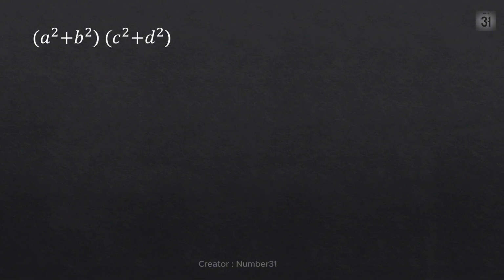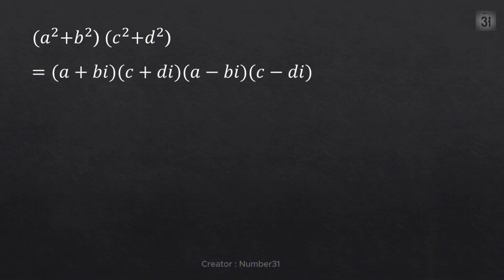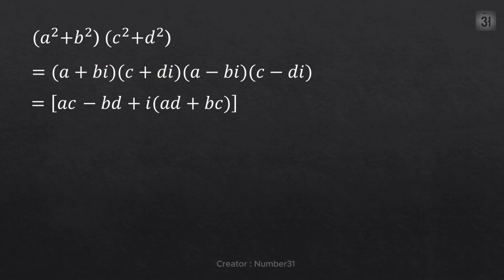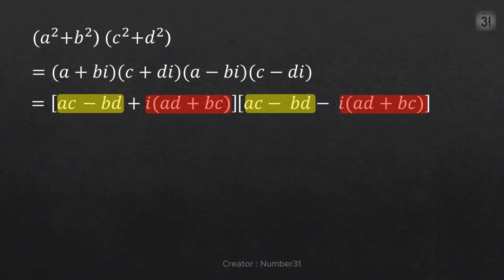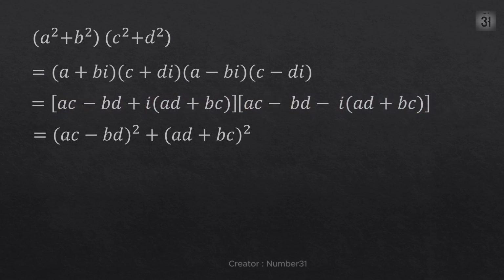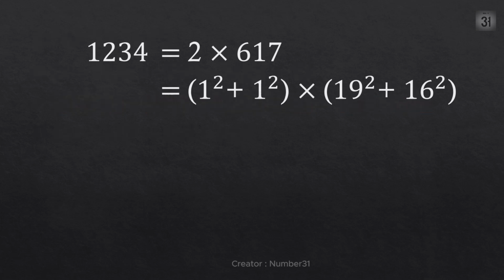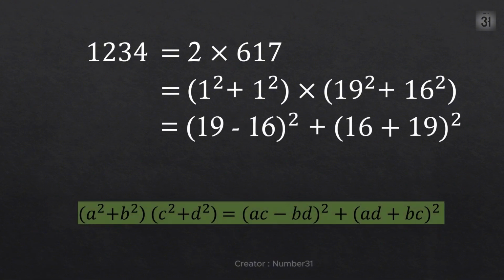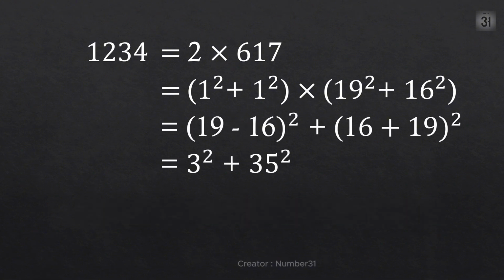Let's rearrange it. Start to express it. a times c. Notice that bi times di, i times i, becomes minus 1, so it becomes minus bd. Then a times di plus bi times c. We just arrange it. Then on the other side, we follow the logic I just explained. Now let's observe it. You'll find that it looks like a conjugate complex number form. So, we can express it as the sum of two squares. Going back to the initial problem, when we plug in the expressions, it simplifies a lot, and we can find the sum of two squares for 1234, which is 3 squared plus 35 squared.